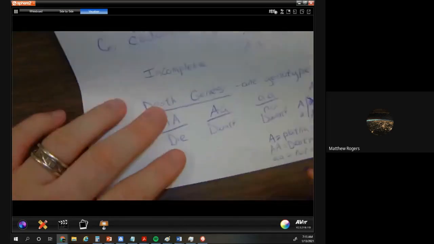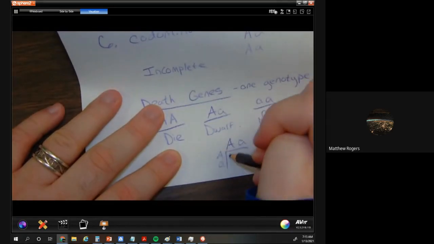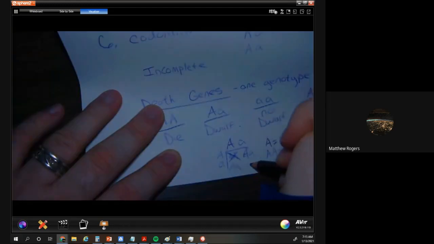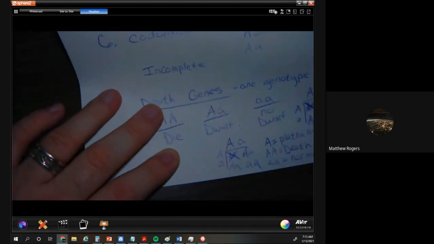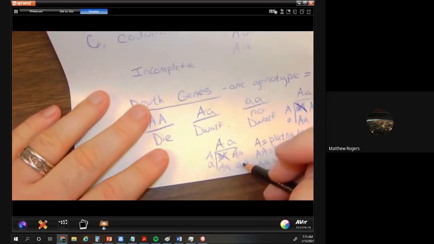So if I did that real quick, if I had a big A, little a crossed with a big A, little a, again, we have the death up here, big A, big A, then big A, little a, big A, little a, and little a, little a. Give me a second, my lights went off in my classroom. There we go. All right.